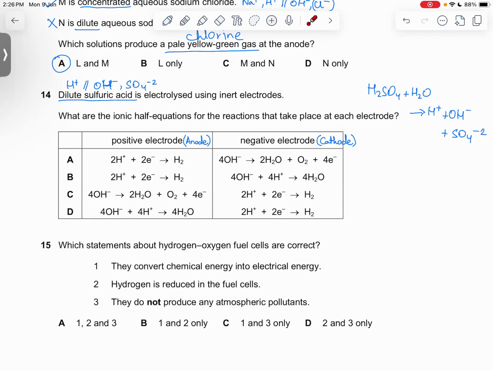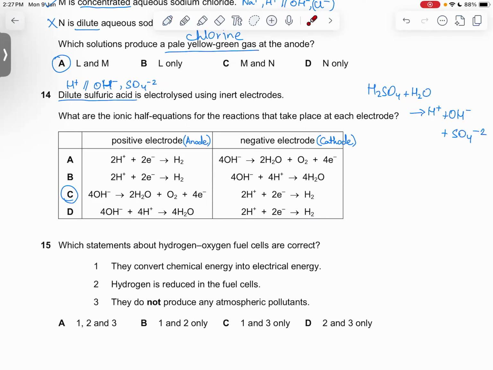For a question like this, they're asking what is going to happen at the anode and the cathode. At the cathode, we know that electrons are going to be gained. So it's either C or D. But which answer is correct? At the cathode, that happens, and at the anode, sulfate does not get discharged whatsoever. It's always the hydroxide. The correct answer is option C.